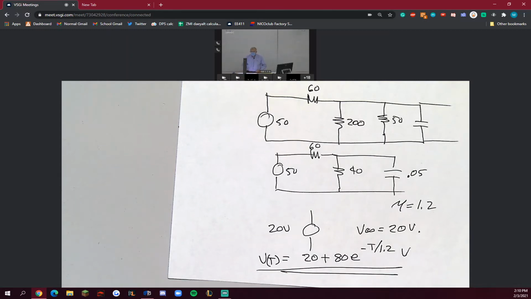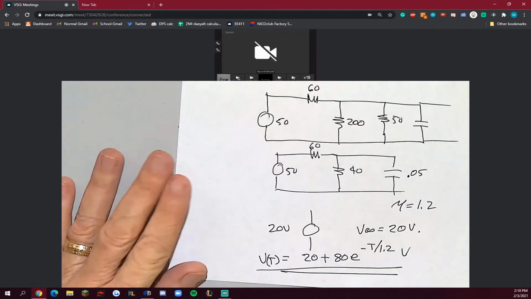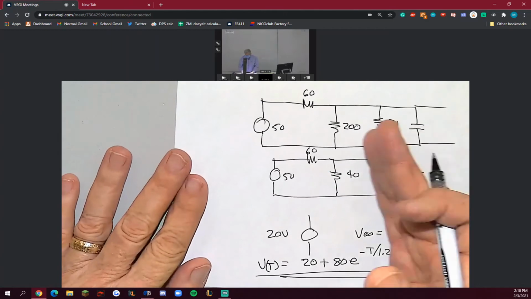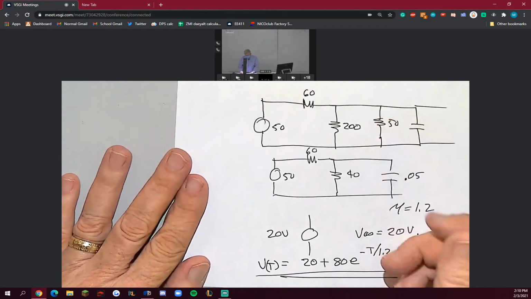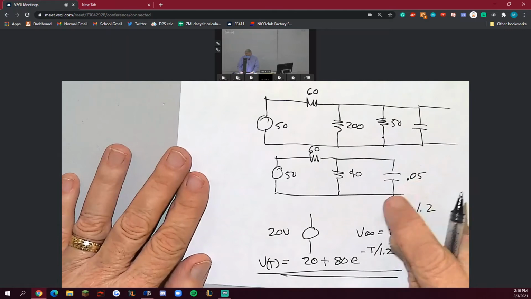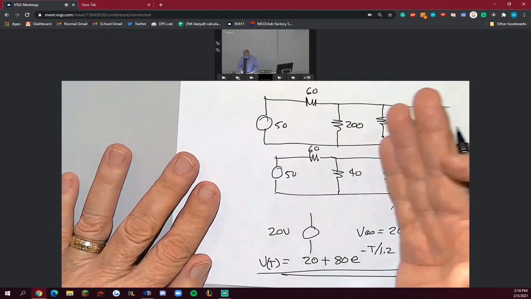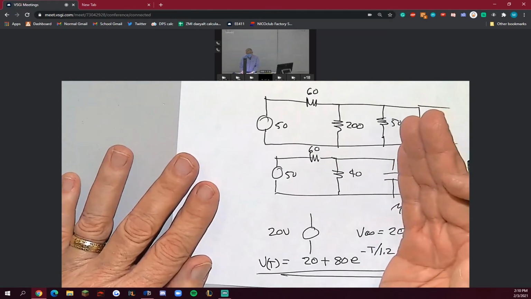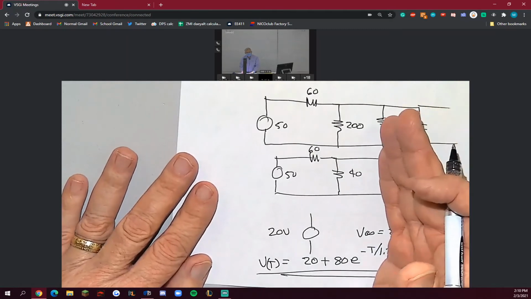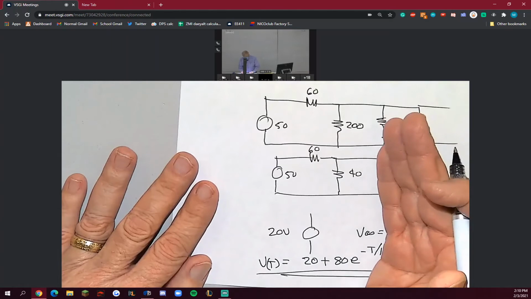Professor, shouldn't 60 and 40 be in series because the capacitor is an open circuit? I don't quite understand your question here, but you're probably asking what's the resistance? Yeah. Okay, and so the resistance is what we would see, and it's like taking a Thevenin equivalent of what's connected to the capacitor.